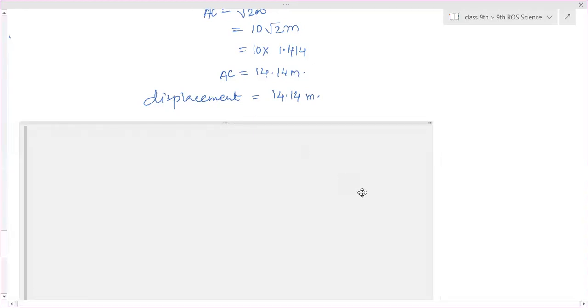Physics and maths are in most places interdependent. Square root of 200 is 100 into 2. Square root of 100 is 10. Left out is root 2, whose square root cannot be found out as a whole number.